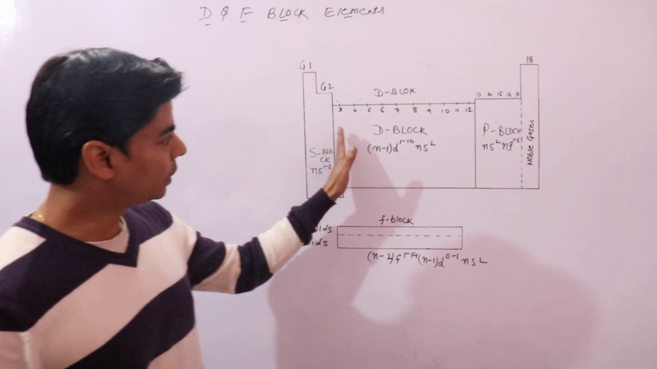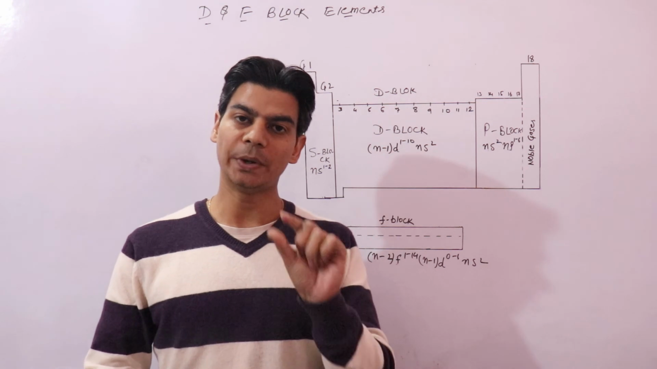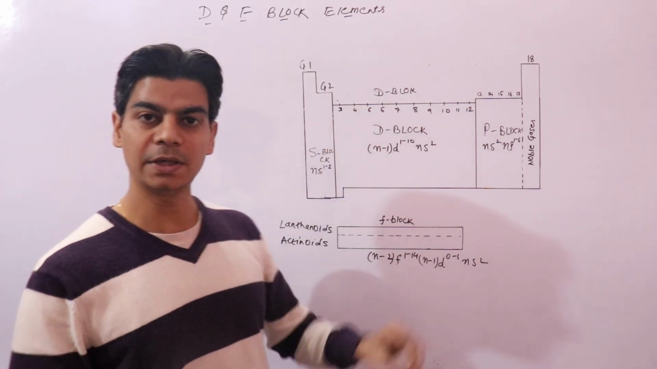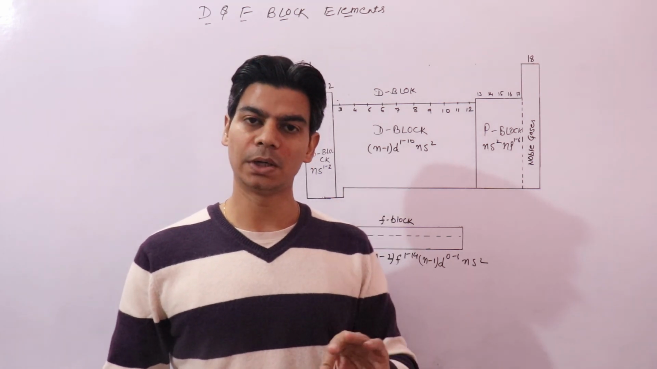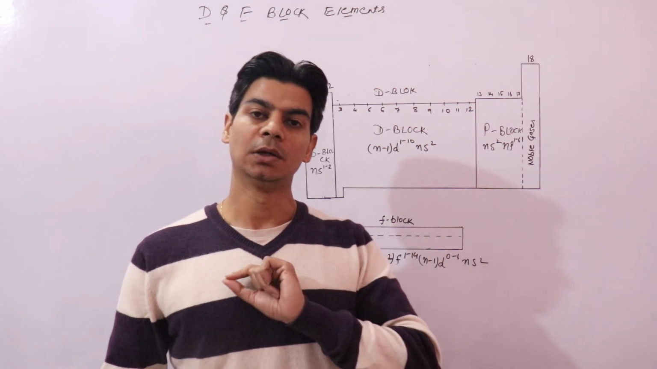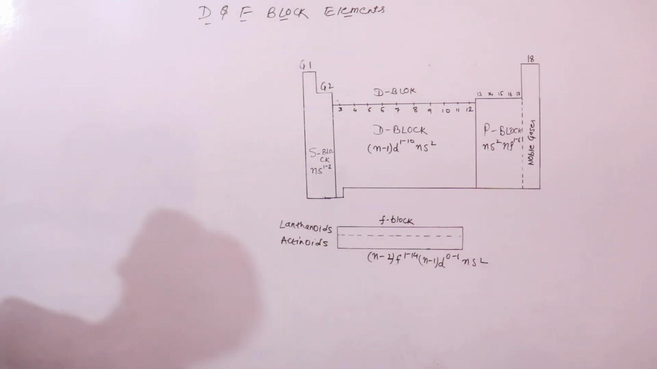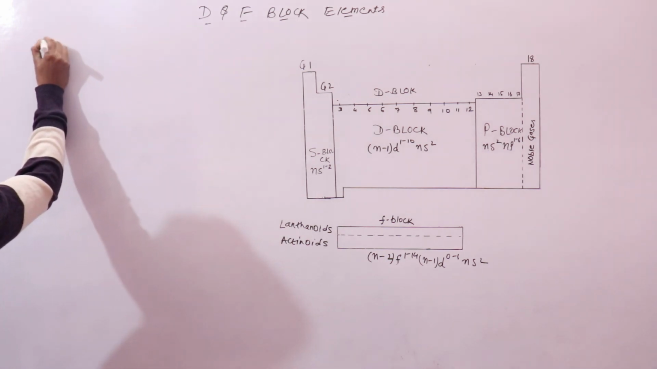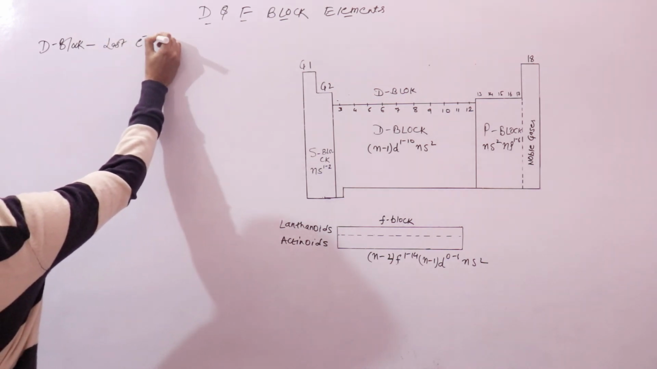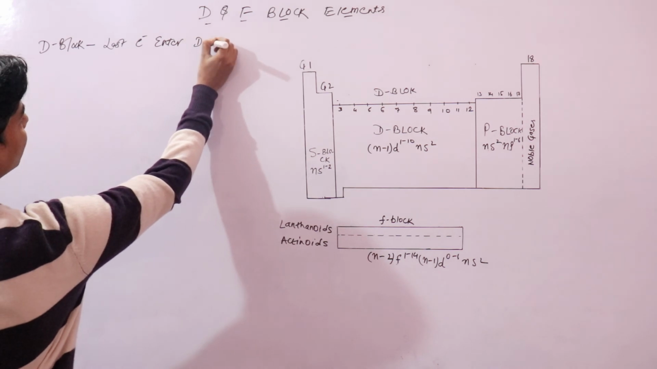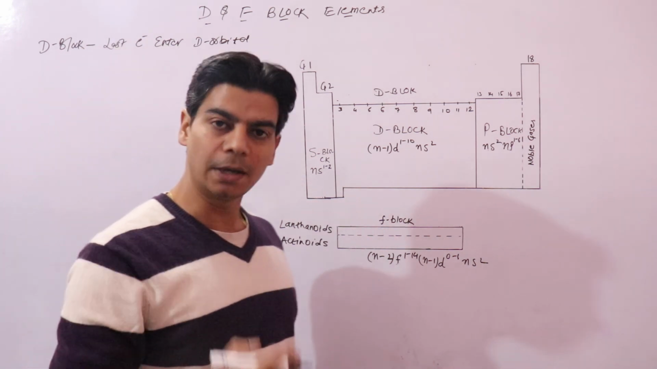So when you start with D block elements, the first D block element, scandium, starts with atomic number 21. It will come somewhere here, in the fourth period of the periodic table. In scandium, atomic number 21, you will start filling the D orbital as per the normal rules of writing electronic configuration. In D block elements, the last electron enters the D orbital.